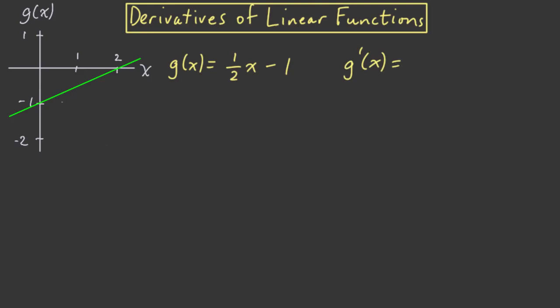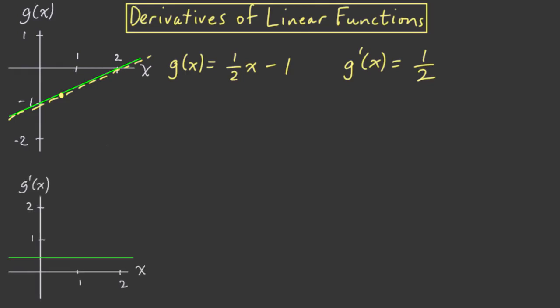Well, a random point x corresponds to some random point on this graph. And if we take the tangent line at this place, then it's pretty much going to have to run right along this line that we've already drawn. And we know the slope of this line, it's 1/2. So g prime of any x is going to be 1/2. And this is telling us that the graph of the derivative g prime is going to be a horizontal line at height 1/2, because it takes the value 1/2 at every place.